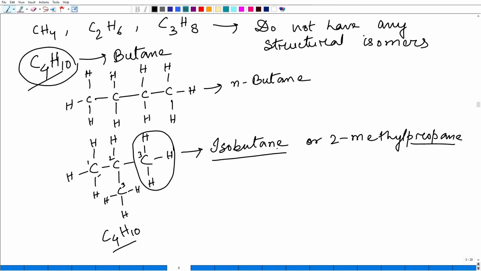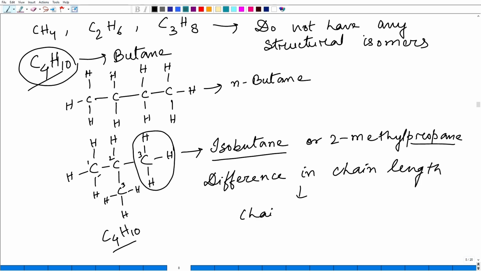Okay. So, butane has 2 chain isomers. These are chain isomers. Why? Because the difference is in the length of the chain. Difference in chain length. So, we call them chain isomers. Okay. So, butane has 2 chain isomers, N-butane and isobutane.